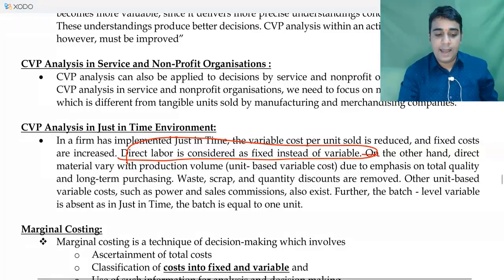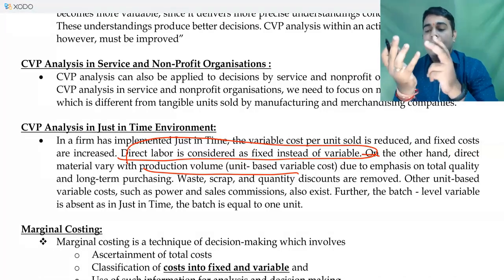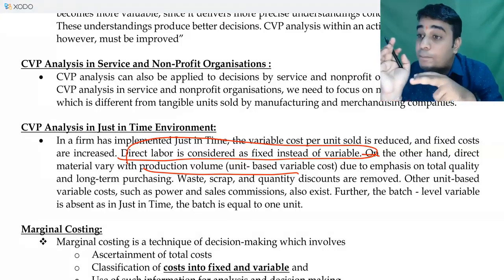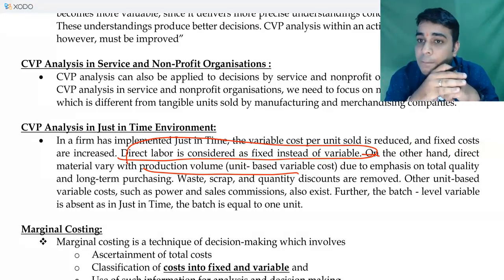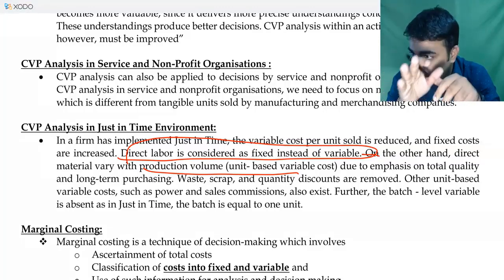On the other hand, direct material varies with production volume due to emphasis on total quality and long-term purchasing. As for labor cost, I am not going to give an employee production based targets, or my payment to a laborer will not be on the basis of the number of units produced.